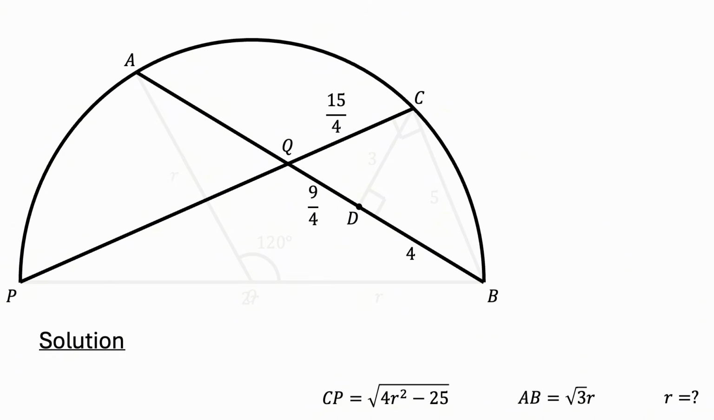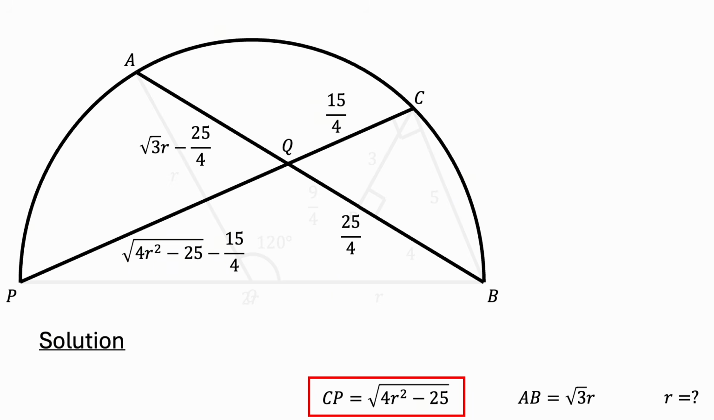Next, consider intersecting chords AB and PC in the semicircle. QB equals 9 over 4 plus 4, which equals 25 over 4. Since AB equals square root 3 R, AQ equals square root 3 R minus 25 over 4. Similarly, since CP equals square root of 4R squared minus 25, PQ equals square root of 4R squared minus 25, minus 15 over 4. Next, let us apply the intersecting chords theorem.